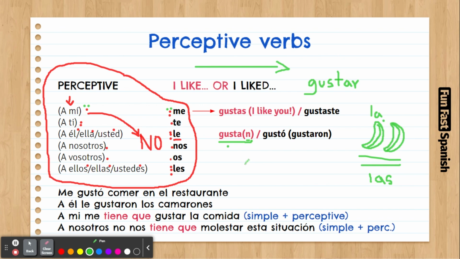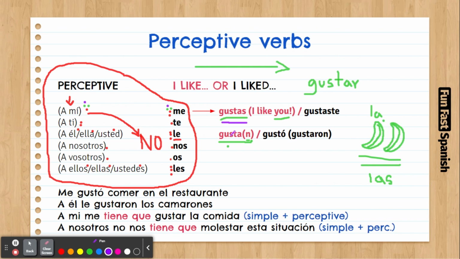But what if I want to say I like you? I'm talking about you, second person. Therefore, the verb gustar is going to be conjugated for the second person: gustas. So if I want to say I like you, you say a mí me gustas. Or just me gustas. That's it. That's how you say I like you. That was just for present tense.